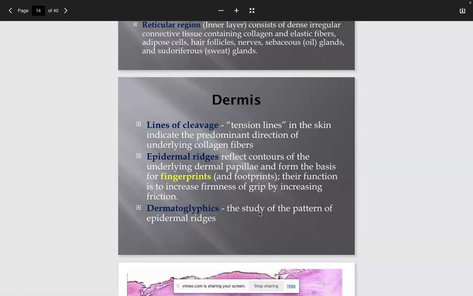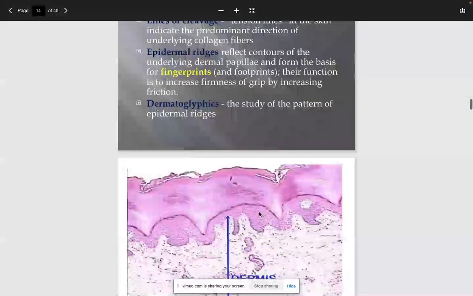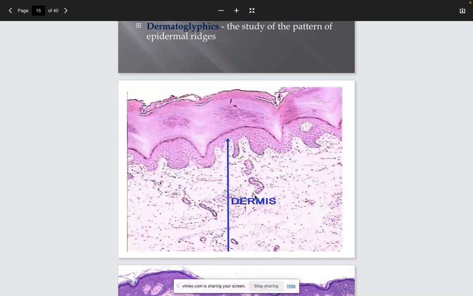There's actually a whole study of epidermal ridges and fingerprints. This is called dermatoglyphics, for any of you interested in going into that. This is a picture of the dermis here. This is a picture of the epidermal ridge right here forming the fingertip.